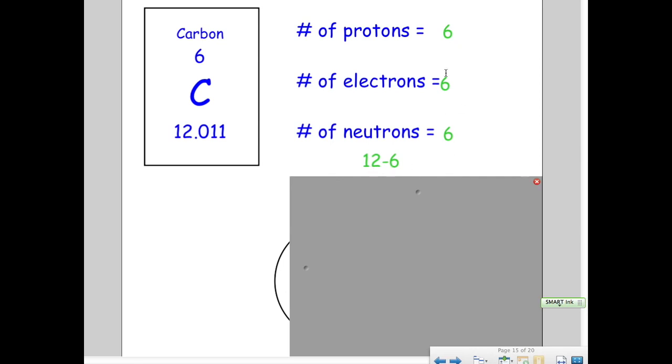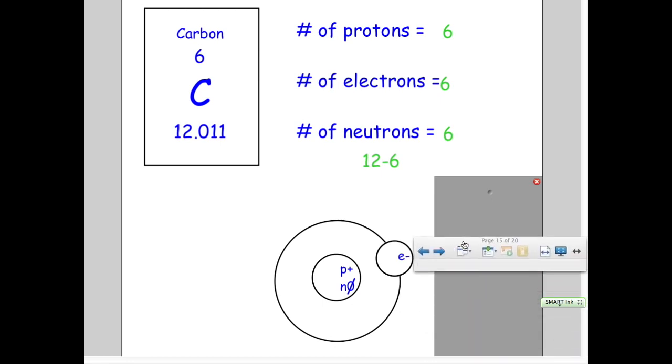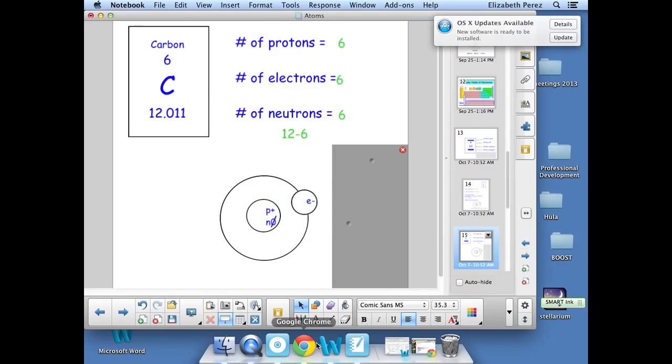So notice we have 6, 6, and 6. So let's draw the picture. Your picture should look like this. Alright, so you should have 6 here, 6, and 6. Nice. So that's your perfect drawing for the carbon element.